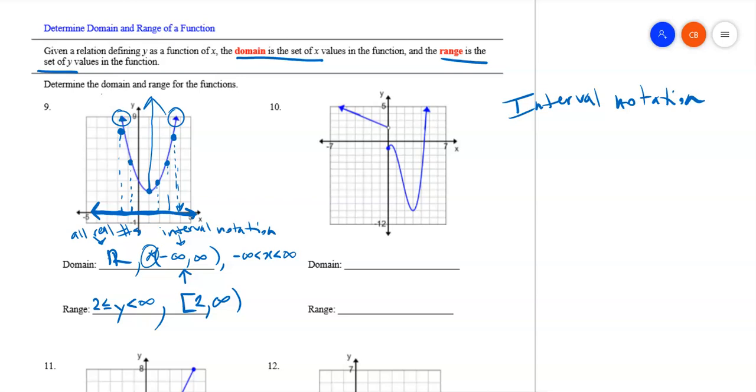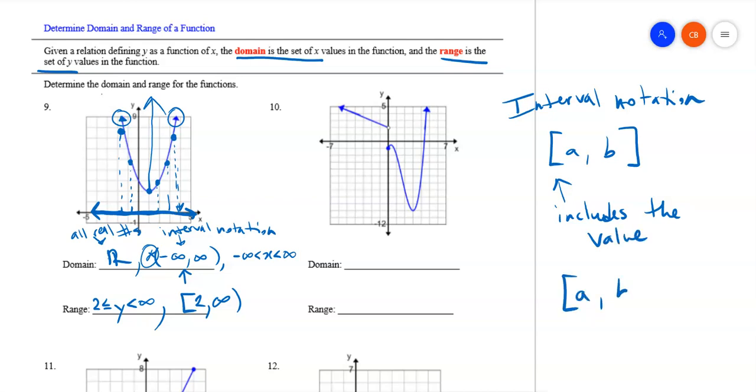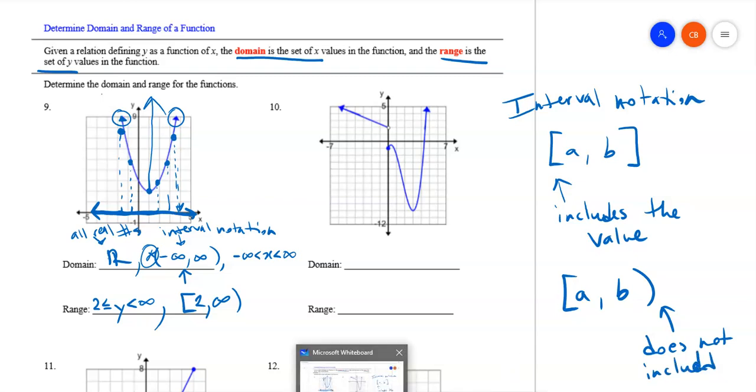with the inequality like I wrote, where basically, if you use the brackets, like we go from A to B, a bracket means that it includes the value. If something goes maybe from A to B and then we put parentheses, parentheses means it does not include that value.